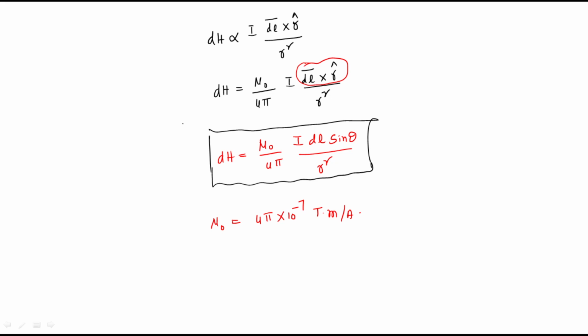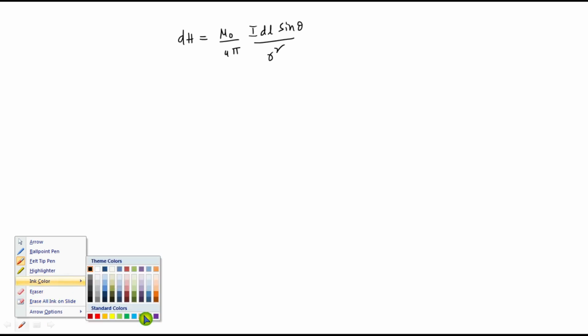You will have better clarification in the electromagnetic field theory subject. Don't worry, this is a basic introduction of Biot-Savart's law, showing how we get the relation between magnetic field strength and current. Based on this, another statement is dH equals mu naught by 4 pi into I dl sine theta by r square.